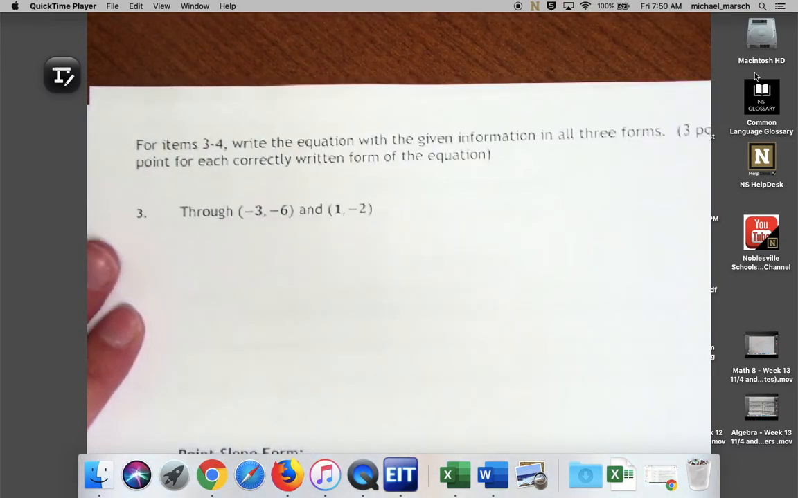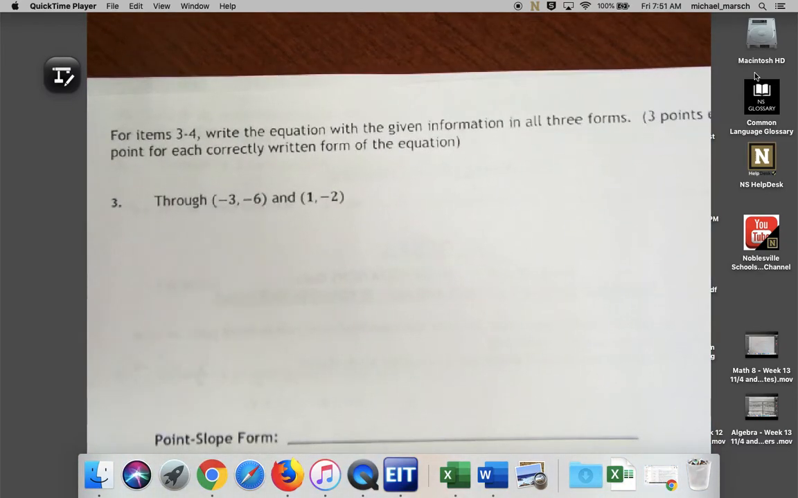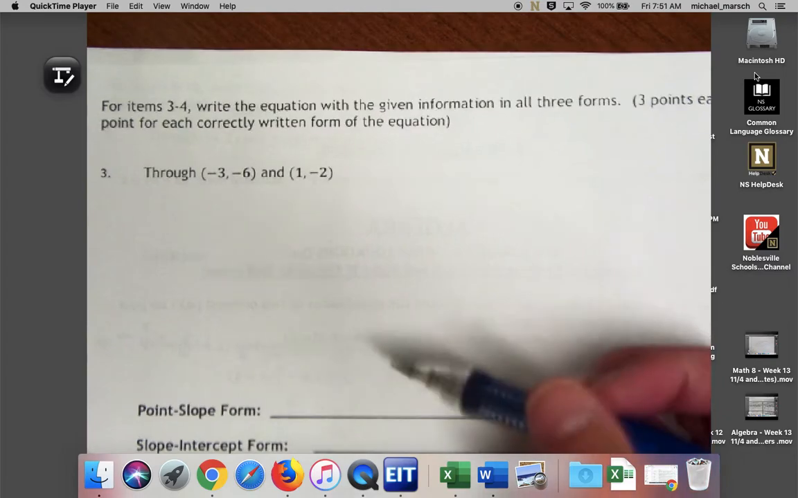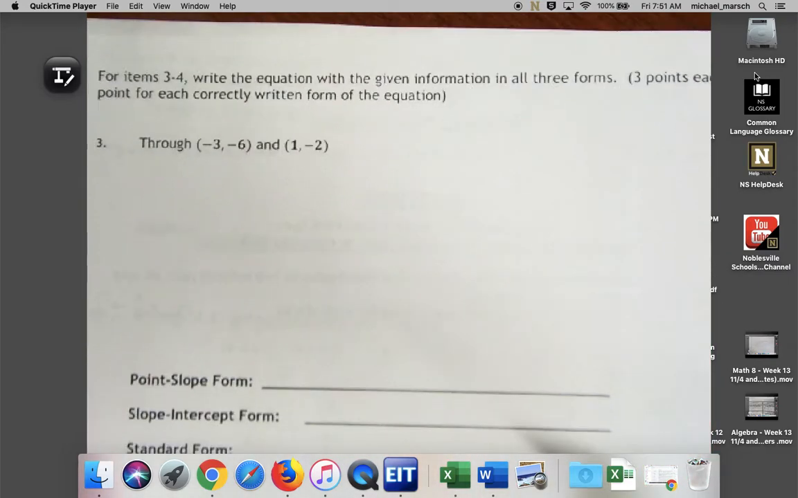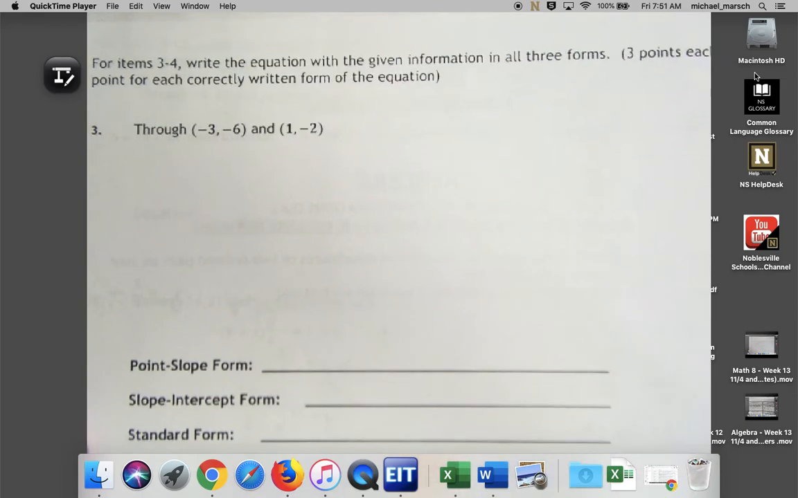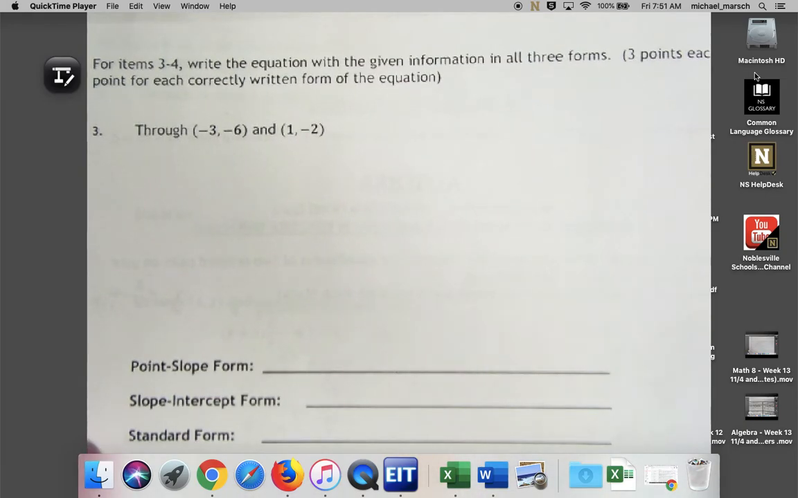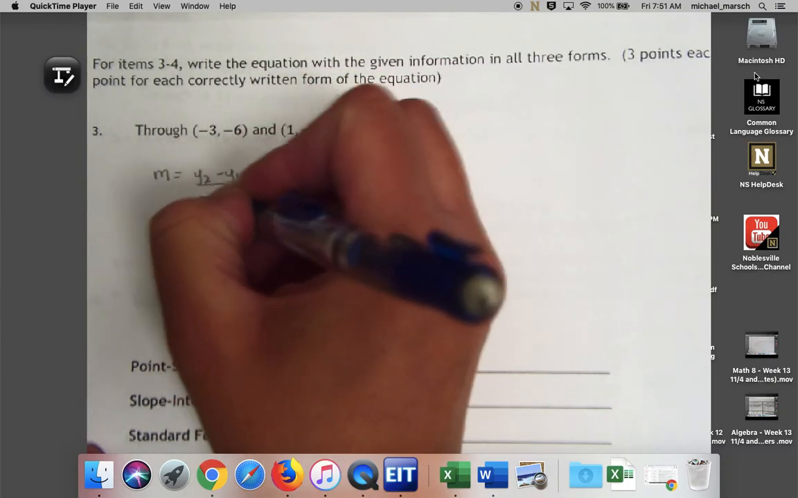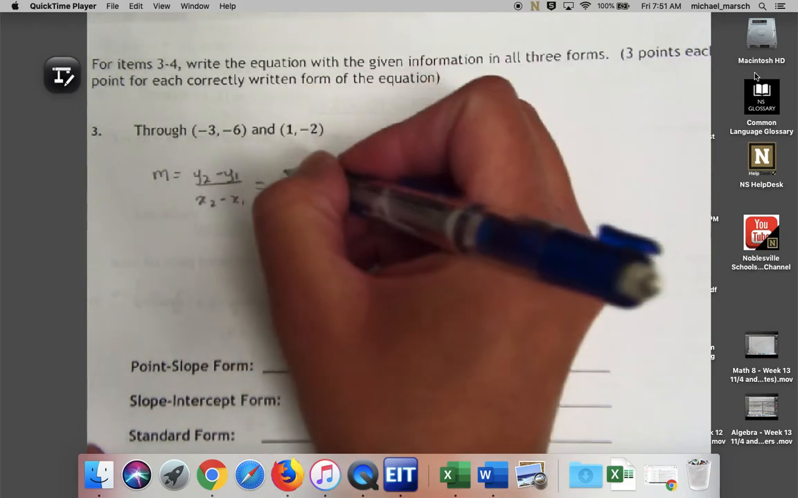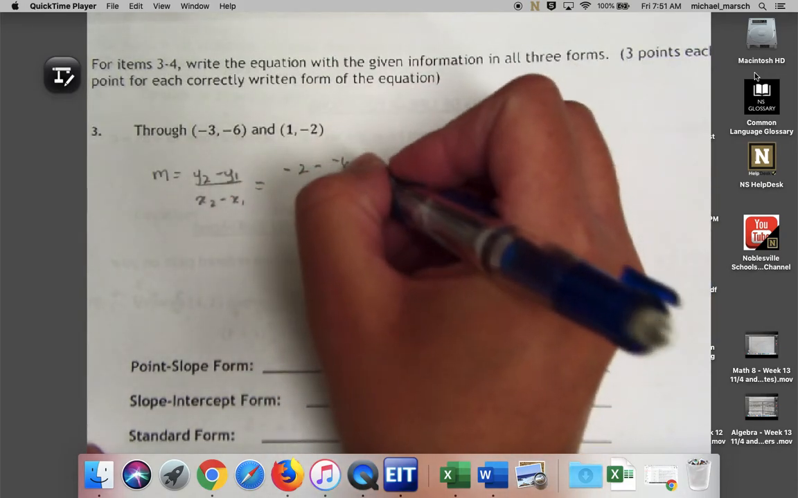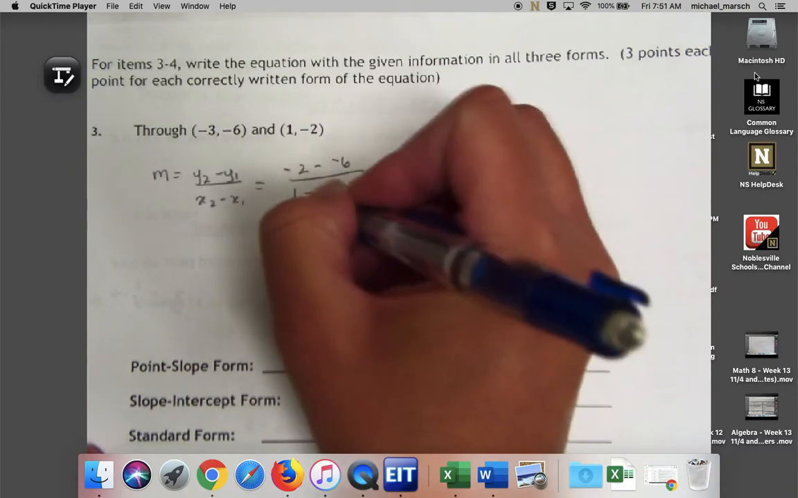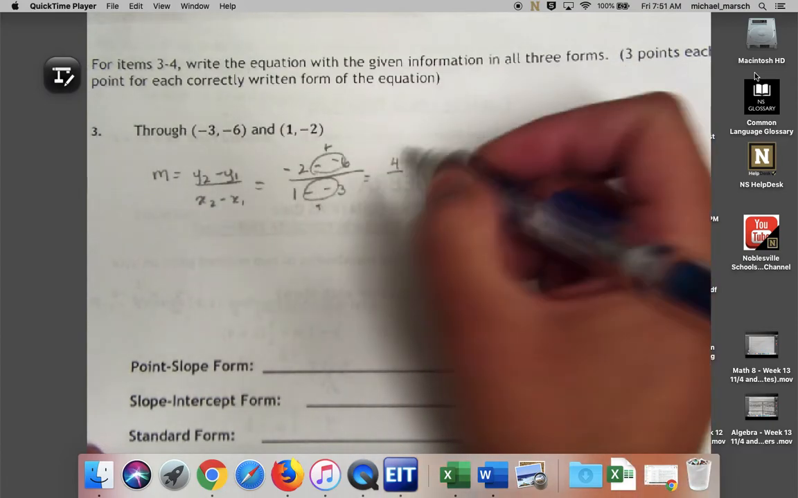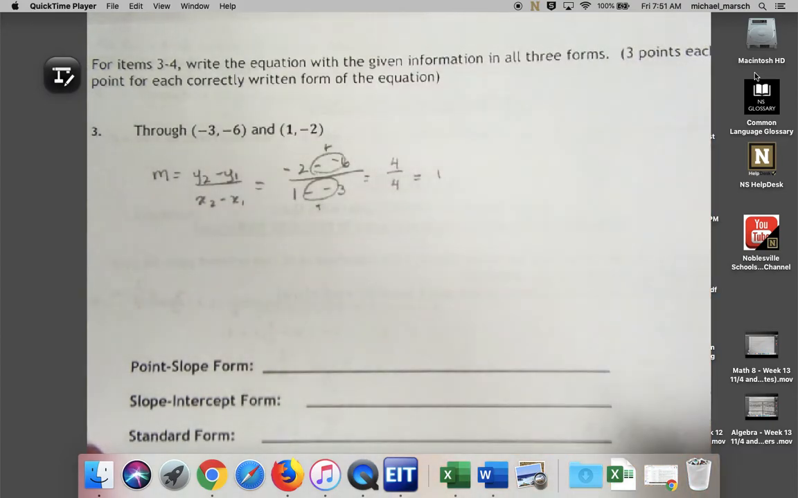Okay, it says for items 3 and 4, write an equation with the given information in all 3 forms. Wowza. Okay, so I've got 2 points, and I have to write in point slope, slope intercept, and standard form. So the first thing I'm going to do is find my slope. m equals y2 minus y1 over x2 minus x1. So I'm going to get negative 2 minus negative 6 over 1 minus negative 3. I'm going to change these into addition. So I'm going to get 4 over 4, so my slope is 1.